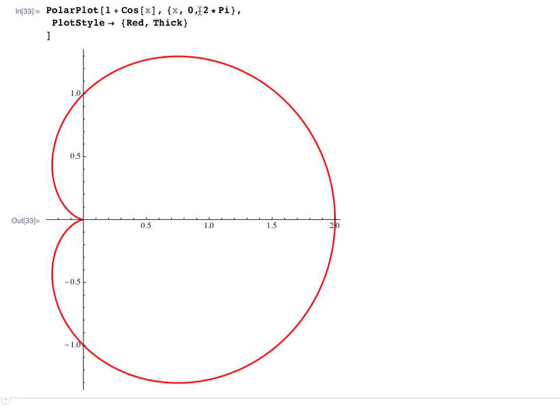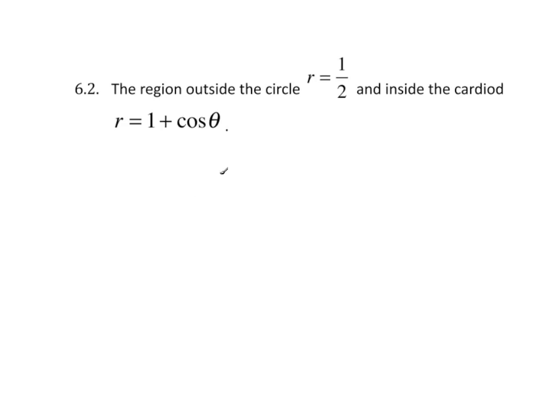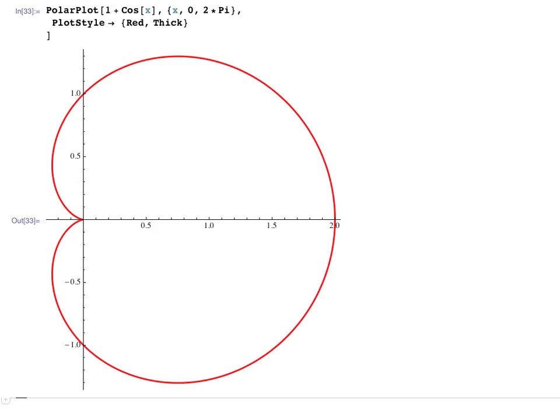So what I want to do is I also want to plot that circle, r equals, I forgot what it was, 1/2. R equals 1/2. So let's go ahead and give it a circle r equals 1/2. So I'm just going to modify this code just a tad. Here we go.